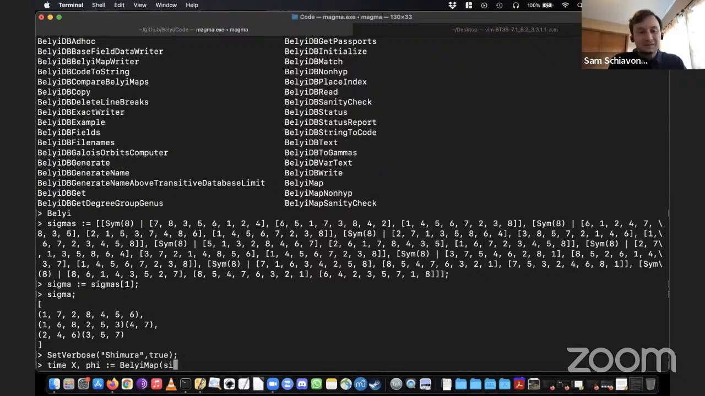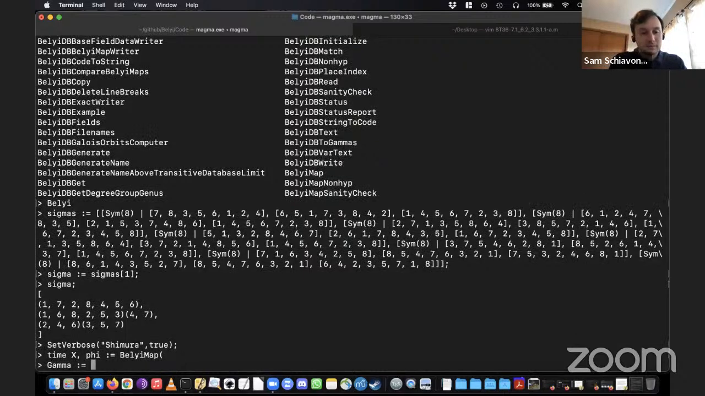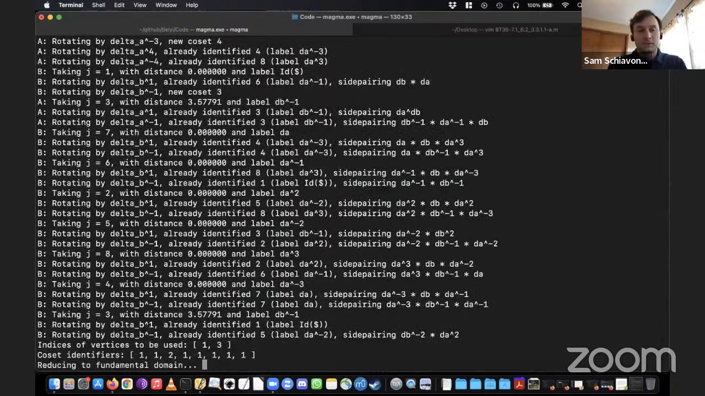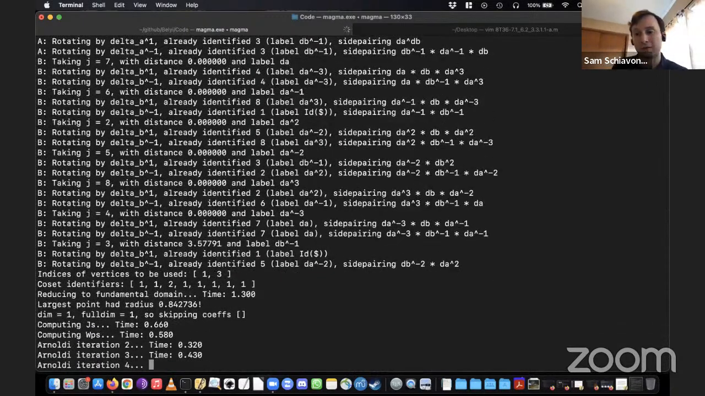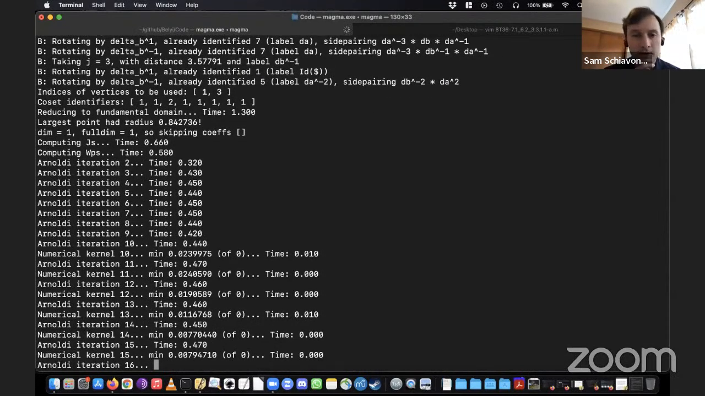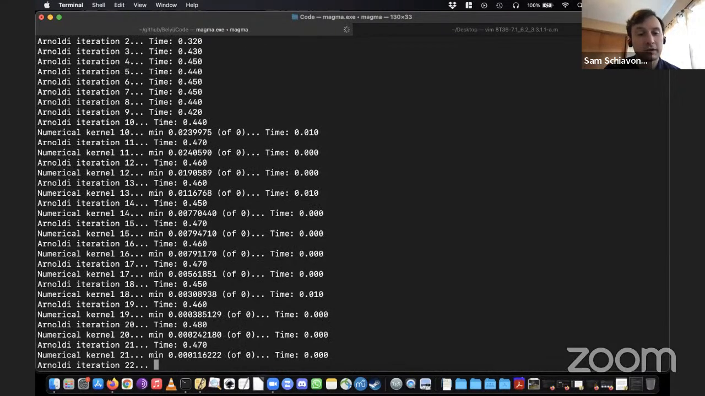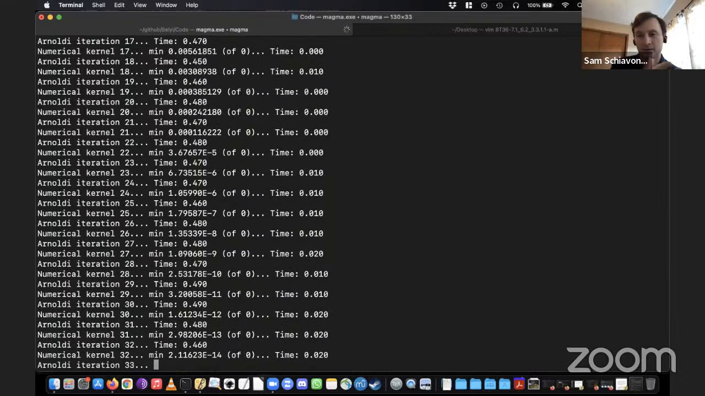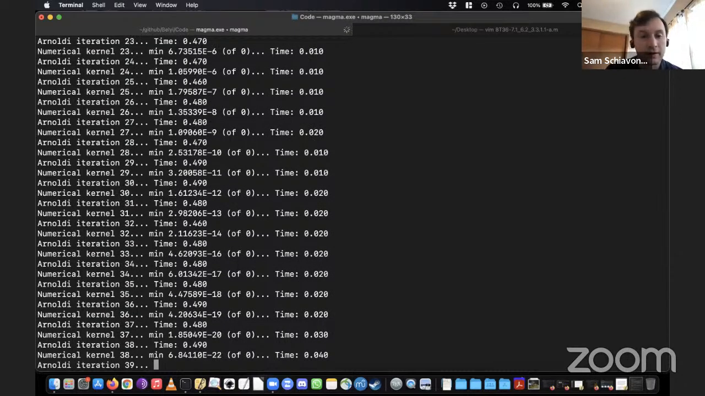Maybe I'll make the triangle subgroup first. Okay, so we'll compute the Belyi map of gamma, and let's do precision, let's say 40. All right, it's going to print out a bunch of stuff, and then we'll go through and talk about what's happening in these different steps. But basically right now it's computing the power series for the modular forms. It's doing this numerical linear algebra using some numerical method called Arnoldi iteration.